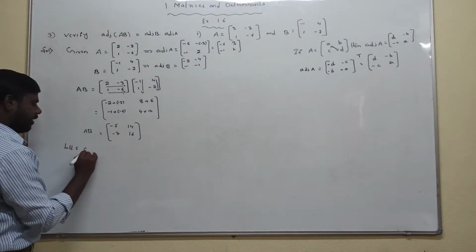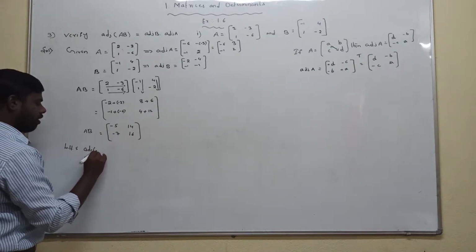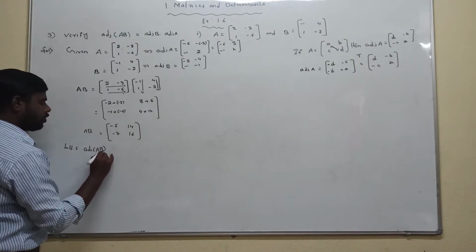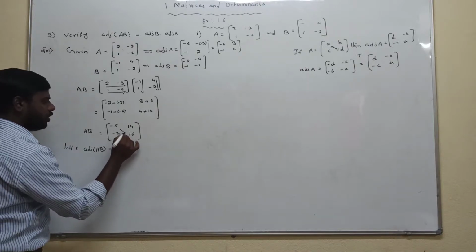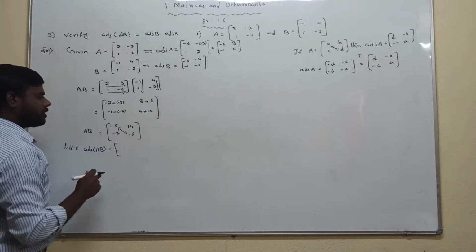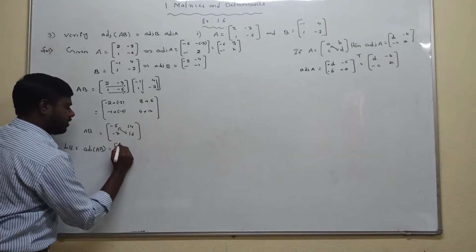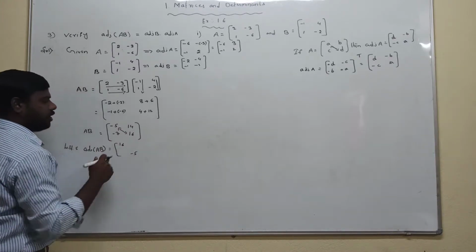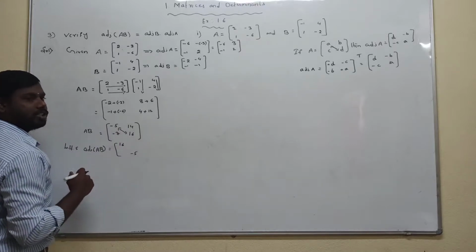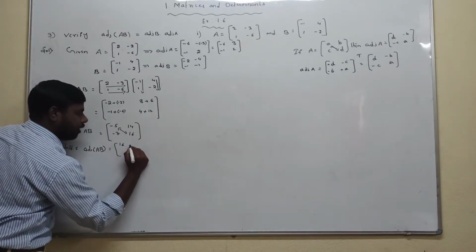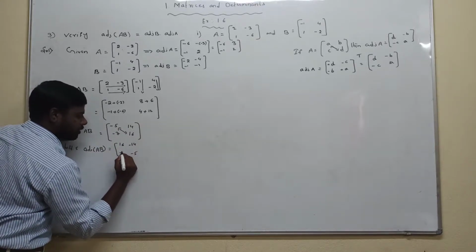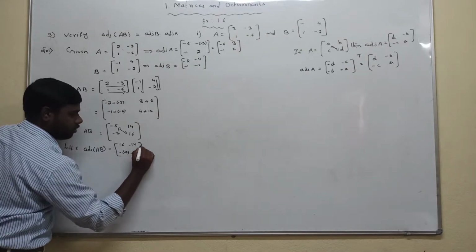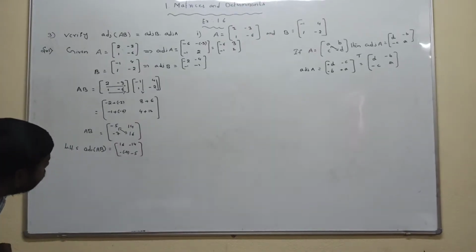They are asking to find the adjoint of AB. Adjoint of AB means these two numbers are interchanging, meaning minus 5 is replaced with 16, and 16 is replaced with minus 5. These two numbers do not interchange, we are only adding a negative symbol. Minus 14, minus of minus 7.